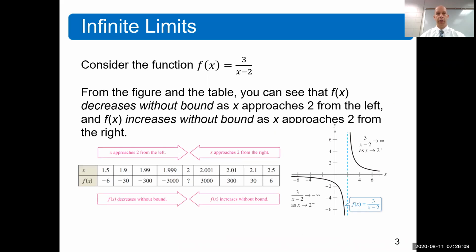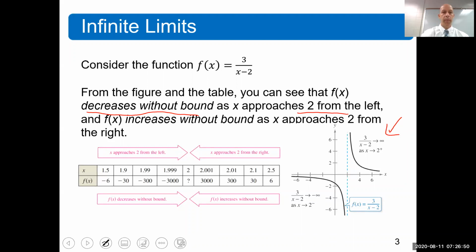So consider the function that I have here at the top, f of x equals 3 over x minus 2. As we see from the figure, I've got the graph down here below on the right. It looks similar to that main function that we're used to, 1 over x. We can see that this function decreases without bound as x approaches 2 from the left. Now as we approach 2 from the right, it actually increases without bound.